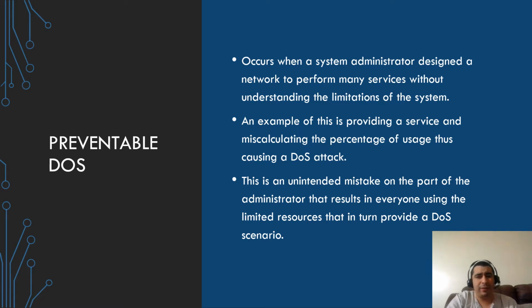Now, a preventable DoS is sort of an honest mistake or a miscalculation. This occurs when a system admin is designing a network to perform many services without really understanding the limitations of that system that he created. An example of this is providing a service and miscalculating the percentage of usage, thus causing a denial of service. This is an unintended mistake on the part of the administrator that results in everyone using the limited resources, which provides a denial of service scenario. It's not really an attack, it's sort of a miscalculation of the events.